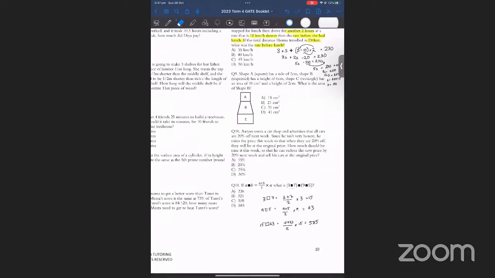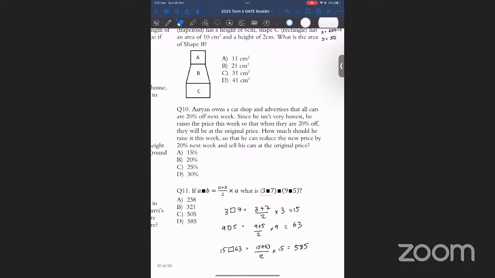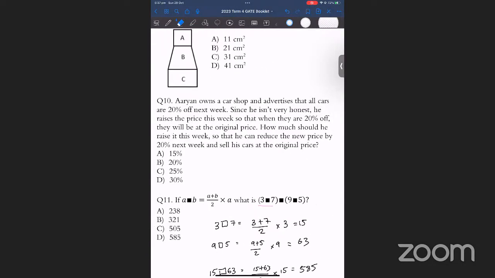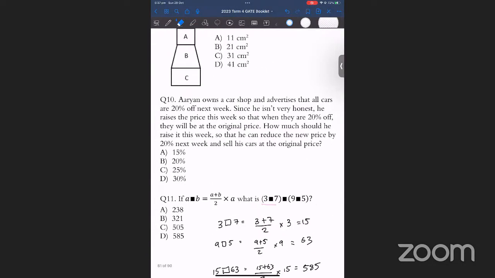So next question number 10, Theo. Aryan owns a car shop and advertises all cars are 20% off next week. Since he isn't very honest, he raises the prices this week so that when they are 20% off, they will be at the original price. How much should he raise it this week so that he can reduce the new price by 20% next week and sell his cars at the original price?